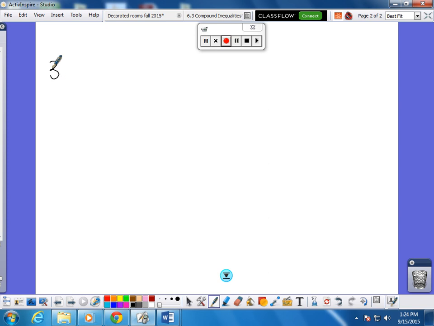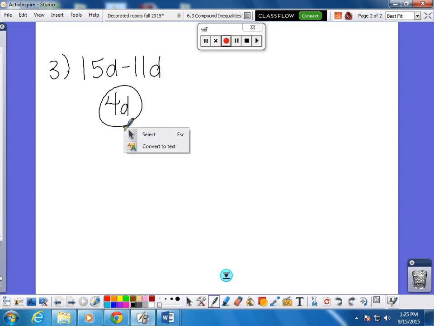Number 3. Now, I still read that 15D minus 11D. That's where we read it. But when we look at that problem, we know that the 15D is positive and the 11D is negative, and I would subtract them and take the sign of the larger term. That's why it's positive.